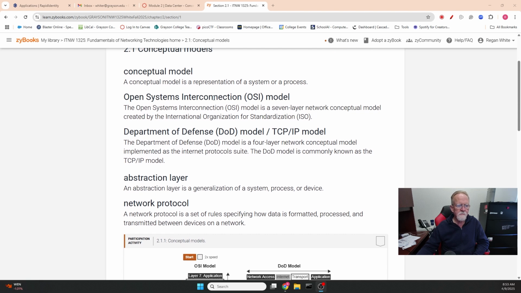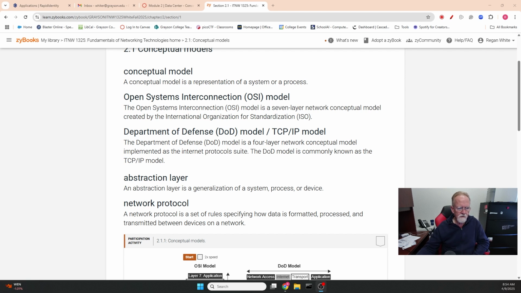The Open Systems Interconnection, or OSI model, is a 7-layer network conceptual model. And basically, it conceptualizes the process of networking. It was developed by the International Organization of Standardization, or ISO. If you've ever dealt with ISO 9000 certifications, then you know the organization that developed it.